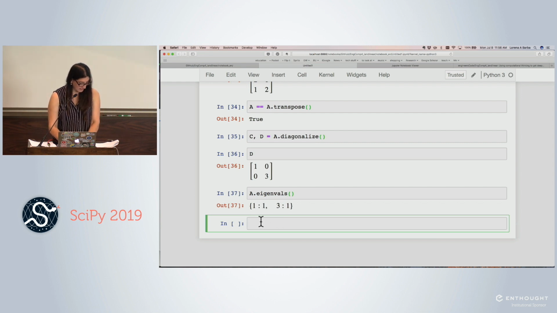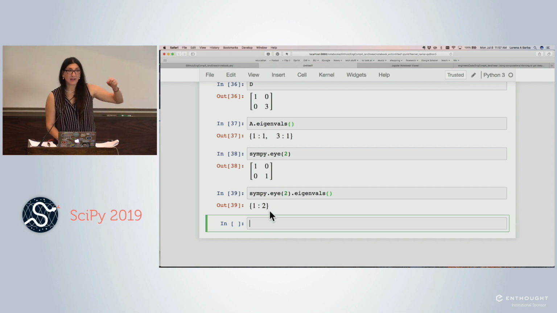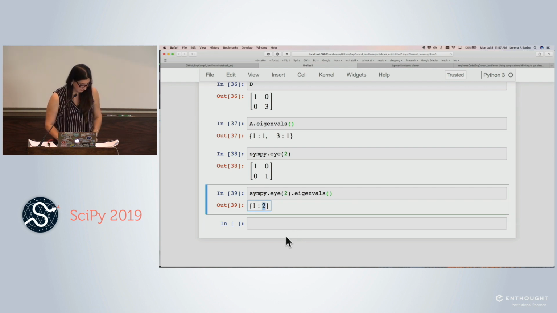For example, we can create an identity matrix with SciPy.I, I for the letter I suppose, and that's a 2 by 2 identity, you give it the dimension in parentheses. If I wanted the eigenvalues of this matrix, the identity in 2 dimensions, I'm going to get 1 colon 2 because the eigenvalue 1 appears twice. That's the second result here, the multiplicity of the eigenvalue.